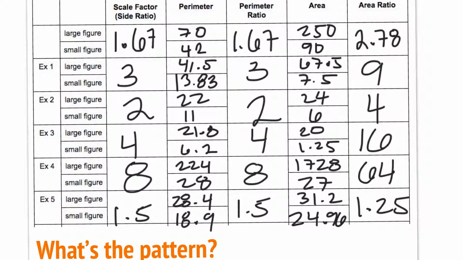And just to double check your work, here are the correct answers. Look at the patterns. Let's see if you can figure it out by yourself. But notice how one obvious pattern is that the scale factor is actually always going to be the same as the perimeter ratio. And the scale factor is related to the area ratio. But let's see if you can figure it out by yourself. How do you get from 3 to 9? How do you get from 2 to 4? From 8 to 64? Or from 1.67 to 2.78?